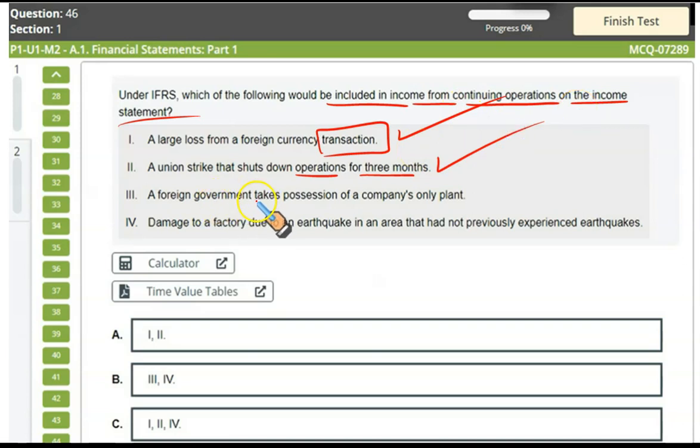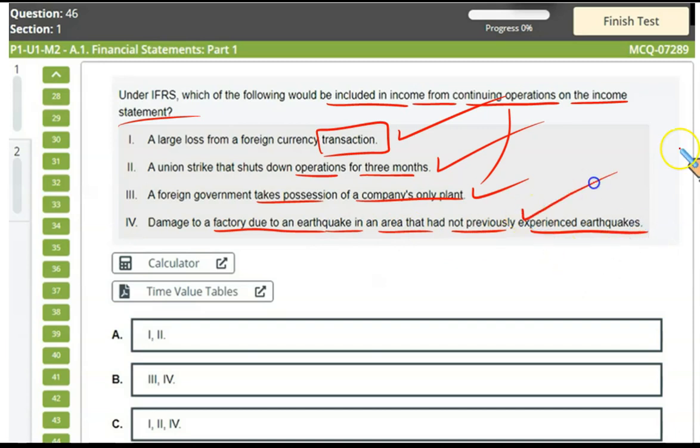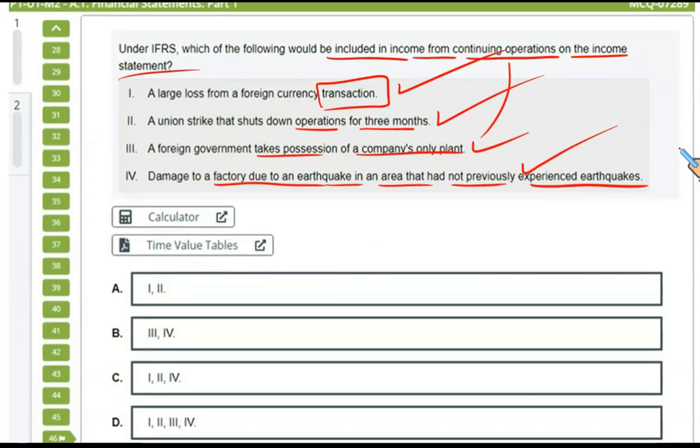A foreign government takes possession of the company's only plant. It doesn't mean the business is discontinuing. It still will be reported as a part of continuing operation. We have no indication that the business is closed or the segment is closed. And damage to a factory due to an earthquake in an area that had not previously experienced earthquakes. Despite that, it would be reported as a part of continuing operation. None of these items is a discontinued operation, so all of these would be reported as a component of your income from continuing operation. D is the right option.